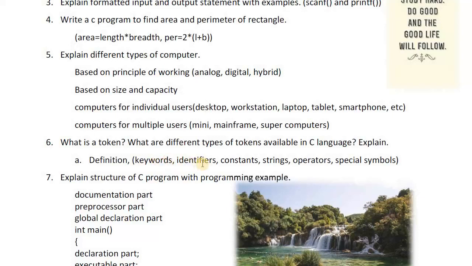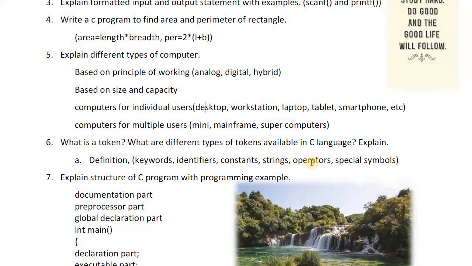Identifiers are names of different programming elements. Names of variables are identifiers, names of arrays, names of functions, names of structures, names of unions, all the names of the programming elements. Constants: we cannot change these values. We find two types of constants, numerical and non-numerical. Numerical means integer constants and floating point numbers, and string constants and character constants. A string is a sequence of characters enclosed in double quotation marks that will be treated as a single entity that ends with a null value.